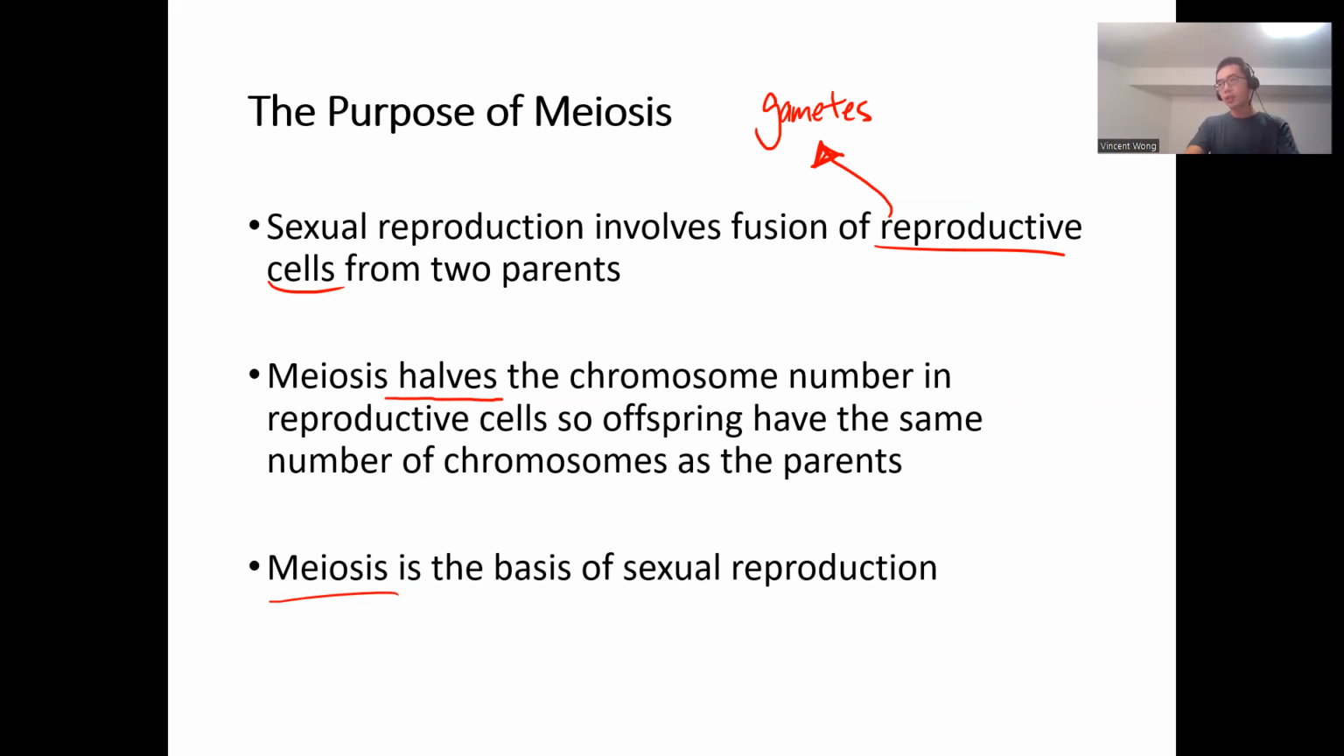Now, just to remind you, previously we learned about asexual reproduction, and that only requires one individual. There's no genetic variety in it, and it's just done through mitosis, right? And here, meiosis would be the opposite, right? It's the process that enables sexual reproduction to occur.